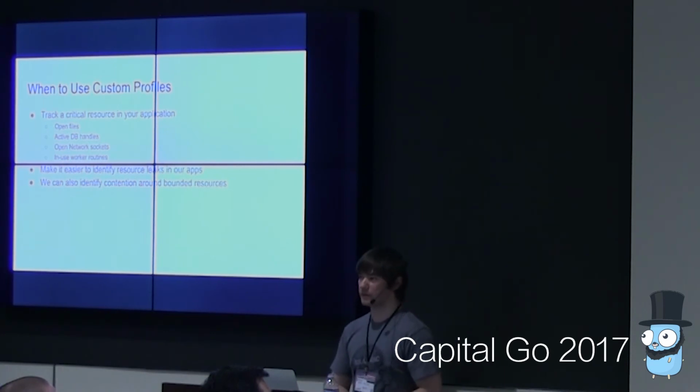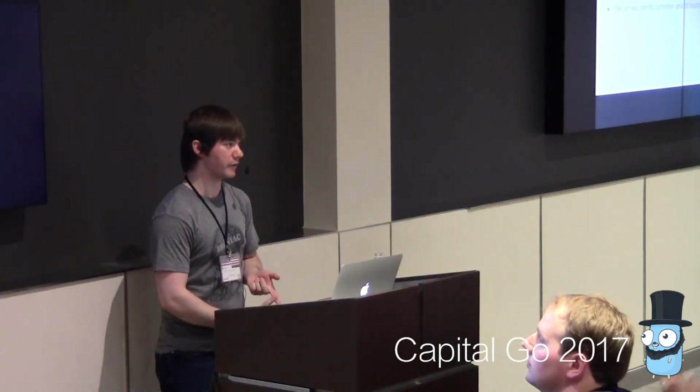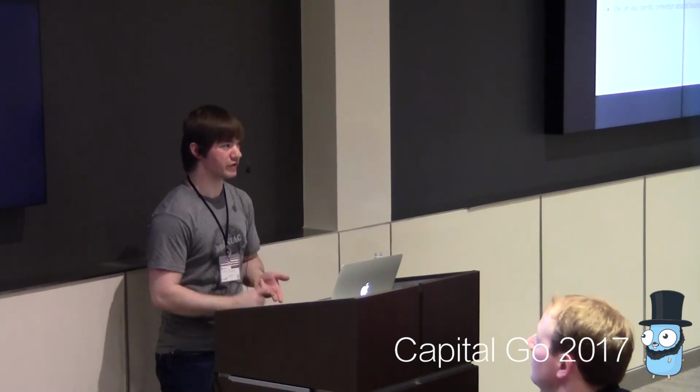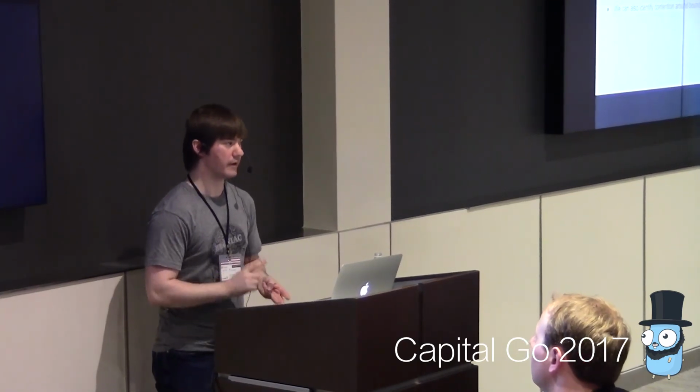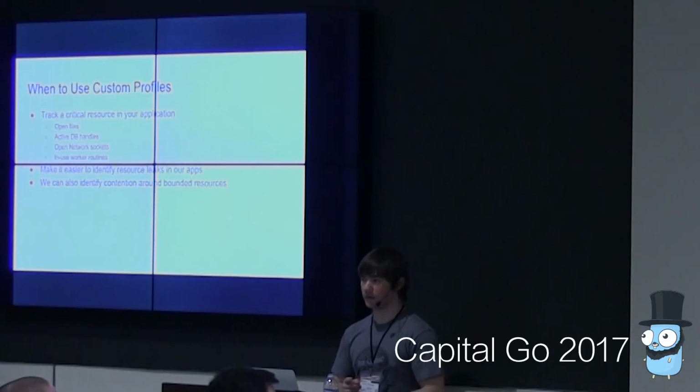So if we can't use it for request tracking right now, what can we use custom profiles for? Any critical resource in your application is a good candidate for custom profiling. You've got open files that you're doing I/O against. You've got connections to a database that you want to monitor, network sockets you're interacting with. You've got a pool of worker routines that are bound to a certain limit. These are all good candidates for custom profiling. Anything that helps you identify a resource leak, or if you're trying to measure contention in your application.